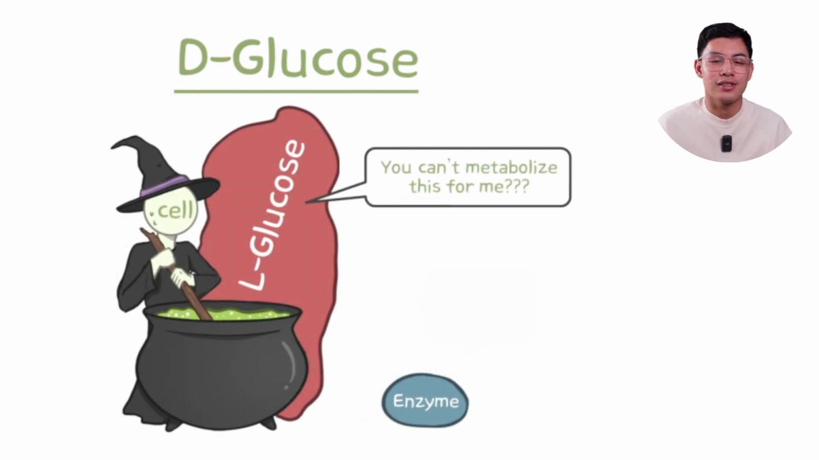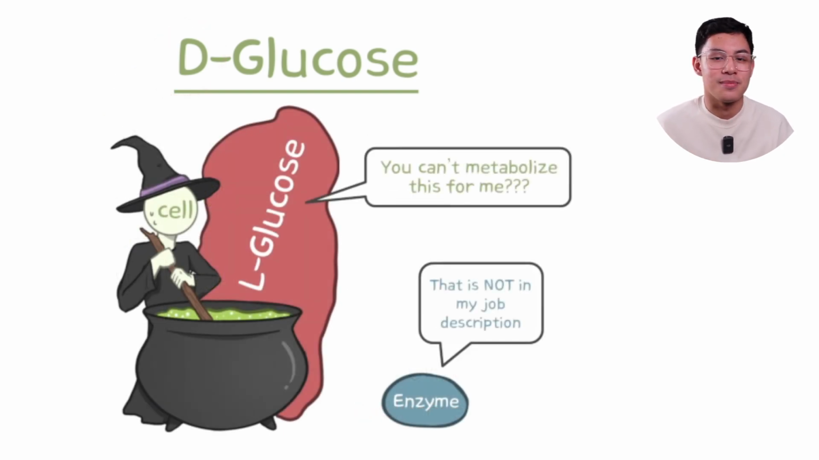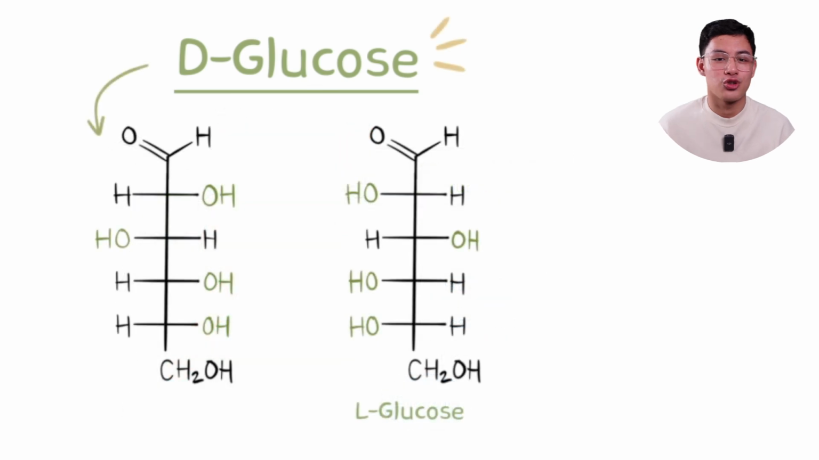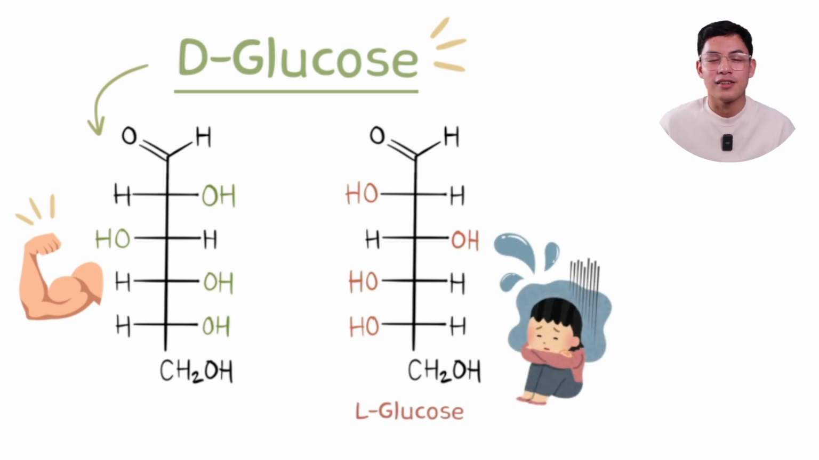cannot actually utilize L-glucose for ATP production. Even if we did try, it simply wouldn't work. While D-glucose offers us nutrition, energy, and a lot of other benefits, L-glucose provides little to no value. So here we can see the importance of isomerism and how understanding it can benefit our health.